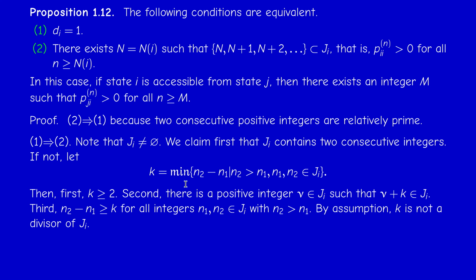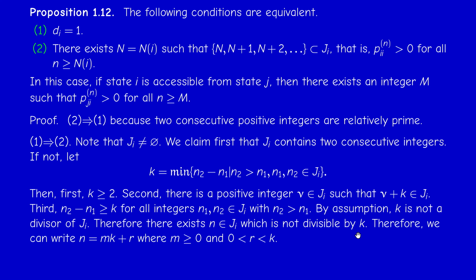Now, by assumption, k is not a divisor of j. Why? Because the greatest common divisor is 1. Therefore, there exists an integer n in Ji which is not divisible by k. It's not a multiple of k. So when I do the Euclidean division, when I divide n by k, I get a remainder, which is positive.